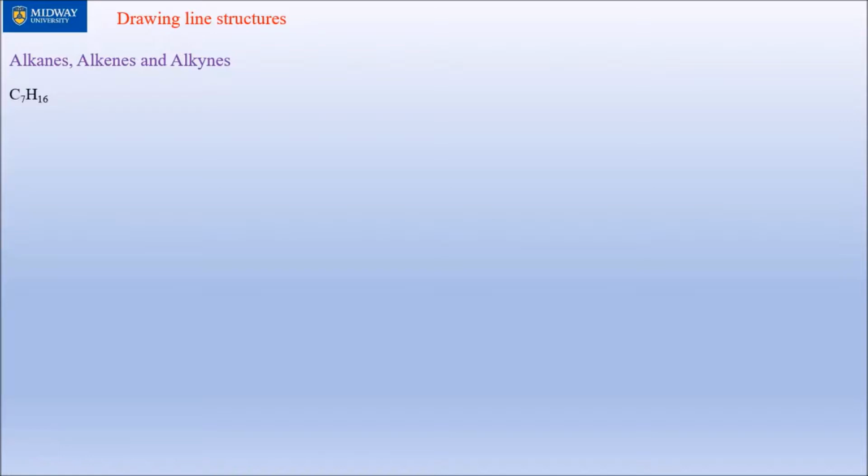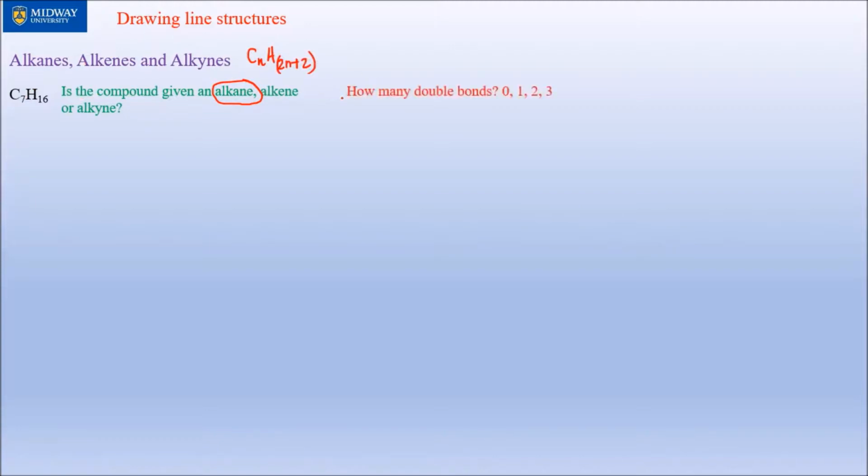Before I actually get into the compound drawing structures itself, let's see if you can answer these two questions. Is this compound given an alkane, alkene, or alkyne? I can see you saying it. Yes, it is an alkane. Why? Because it perfectly fits the CnH2n+2 formula. So if I put 7 in, I get H16 back. And the answer is, you're right, it's 0. If it's an alkane, it is a saturated hydrocarbon.